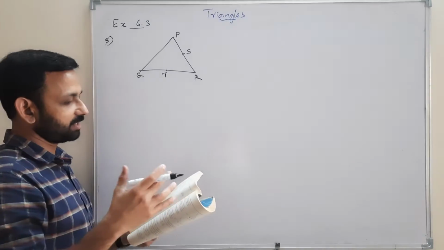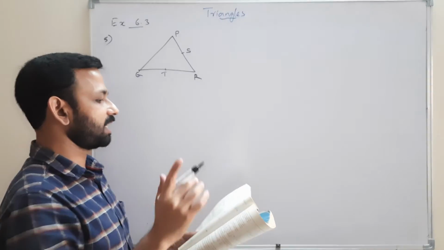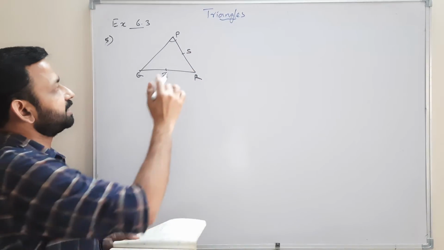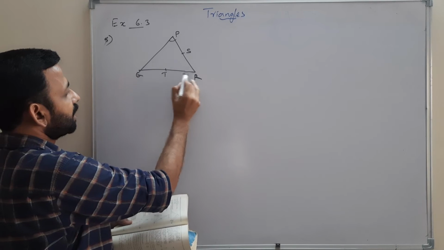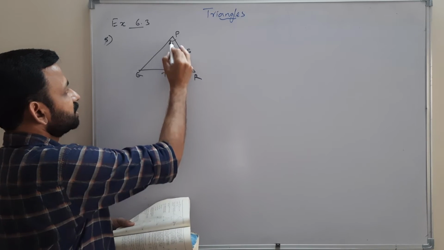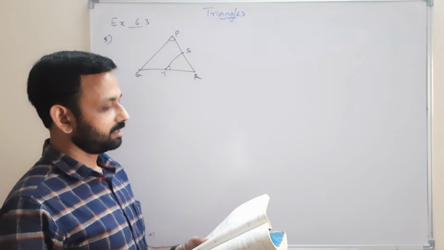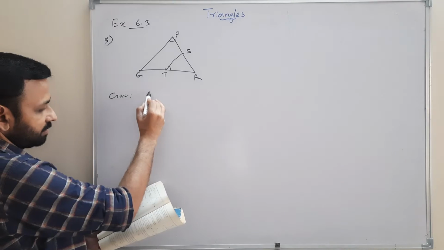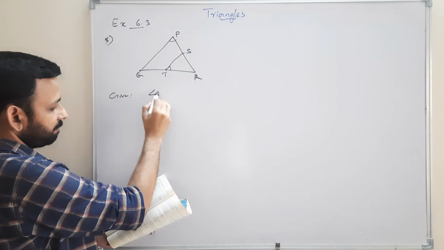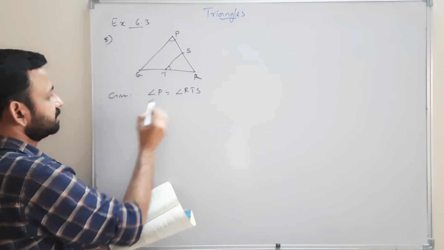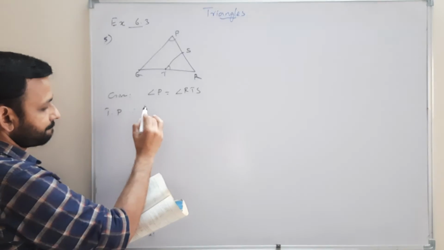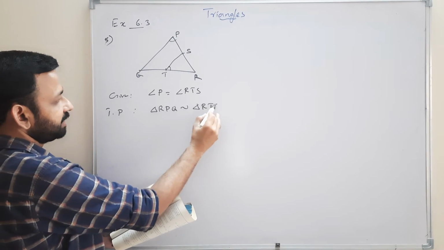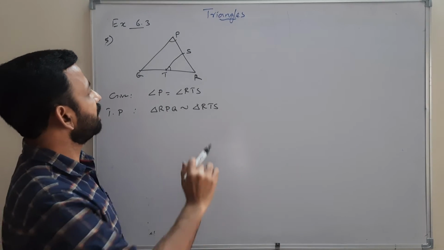T is a point on side QR of triangle PQR such that angle P is equal to angle RTS. So these two angles are equal. Show that triangle RPQ is similar to triangle RTS. So the given condition is angle P equal to angle RTS, and we are going to prove triangle RPQ similar to triangle RTS.